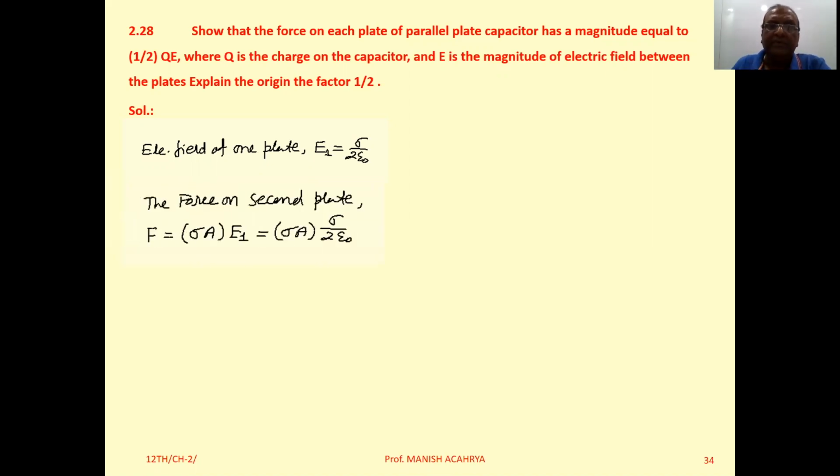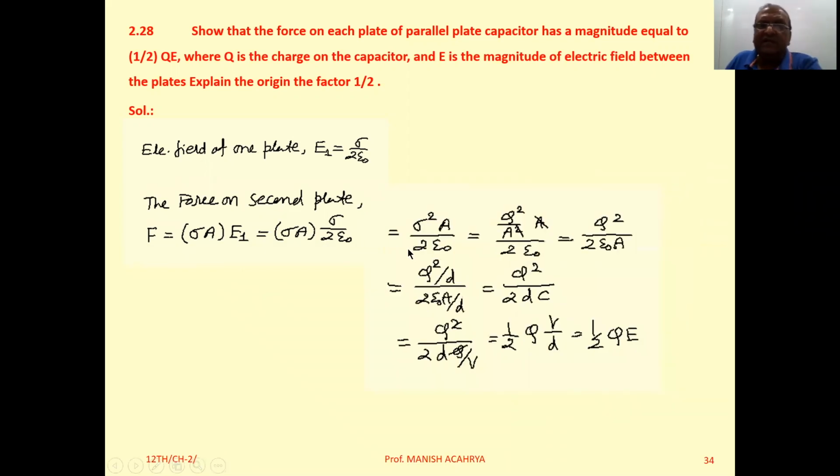So the force on the second plate we can write as Q into E1, where Q is sigma into A. So the force is sigma into A into E1, which is equal to sigma A. Now E1 is sigma upon 2 epsilon 0. So resultantly we can write sigma square A upon 2 epsilon 0.